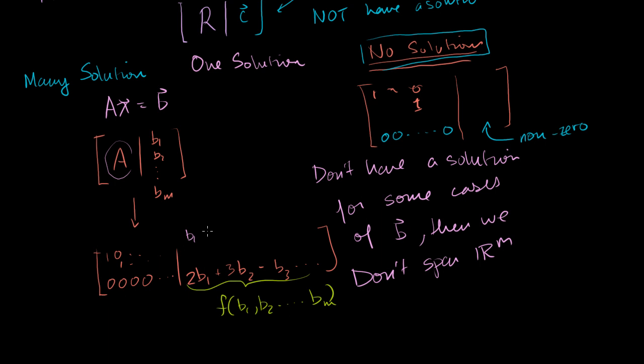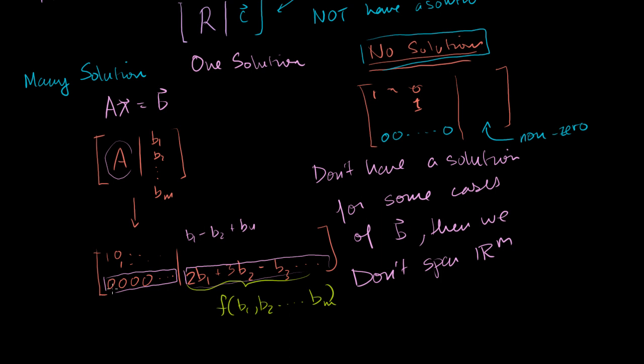So maybe the first row is b1 minus b2 plus b4 or something, and the next row will be something like that. We've seen examples of this in the past. And if you end up, by doing the reduced row echelon form, with a row of zeros here, the only way that you're going to have a solution is if your vector b, if its entries satisfy this function here on the right so that this thing equals 0. So it's only going to be true for certain b's.